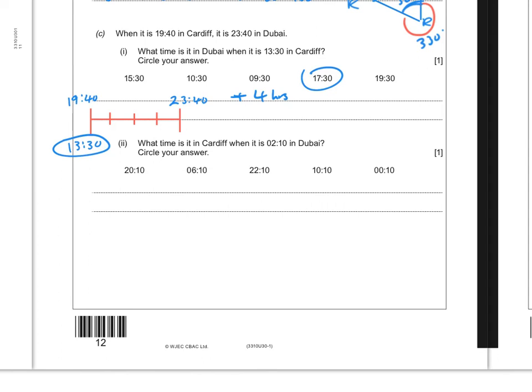And now for the second part, it's the same approach. What is the time in Cardiff when it is 2:10 in Dubai? So it's very similar, we just have to take away 4 this time. So if it was 10 past 2 in the morning, it'd be 10 past 1, 10 past 12 at midnight, just in the middle of the night. Then we'd get to 10 past 11, and then it would be 10 past 10 in the evening. So using the 24-hour clock, whereas 10 past 10, we would say 22:10.